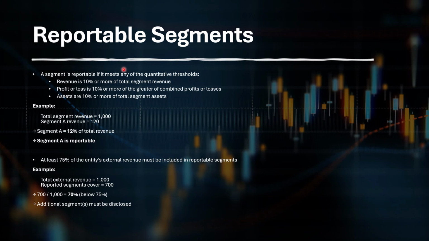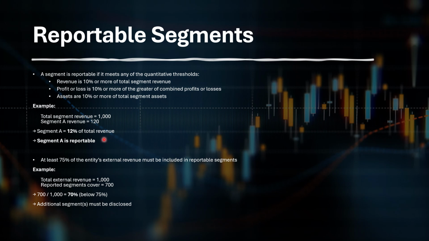IFRS 8 says not all operating segments must be disclosed separately. A segment only becomes reportable if it meets any of the quantitative thresholds shown on the slide: 10% of total revenue, 10% of profit or loss, or 10% of total assets. For example, if total revenue earned from segments is 1000 and among them segment A's revenue is 120, the percentage is 12% of total revenue. So it meets the above condition. Hence segment A is reportable.